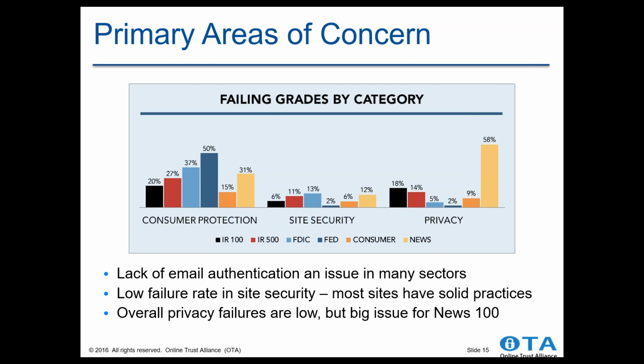Again, site security was very low, which I kind of explained. And then in privacy, you see that most of the sectors were very low, but the news sector pulled the average up, with many of them having failure rates, and that was almost entirely due to a lot of trackers on their sites, driven by their business model of advertising and sharing data with third parties.